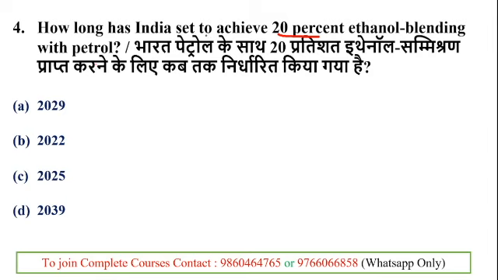Clear. And the next one: by when is India set to achieve 20% ethanol blending with petrol? So here, ethanol blending with petrol is an aim for India, set to achieve 20 percent. Okay, in the options, 2022 will never come because we have passed 2022 and moved to 2023. So that will not come. And the other options are 2029, 2025 and 2039. And the right answer is 2025. So India is set to achieve 20% ethanol blending with petrol.